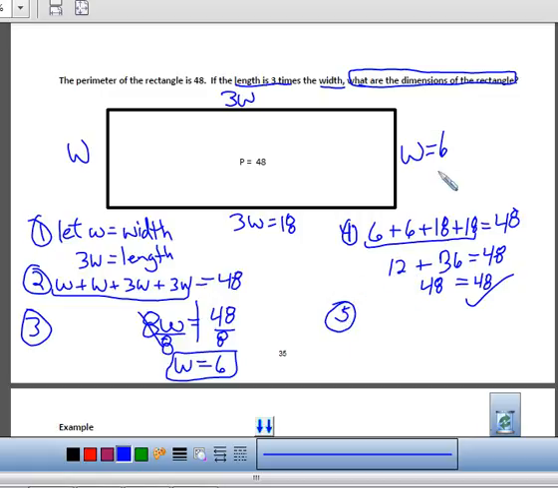Okay, step 5. Now we need to answer the problem. What are the dimensions of the rectangle? The dimensions of the rectangle are, the length of the rectangle is 18 inches, and the width is 6 inches.